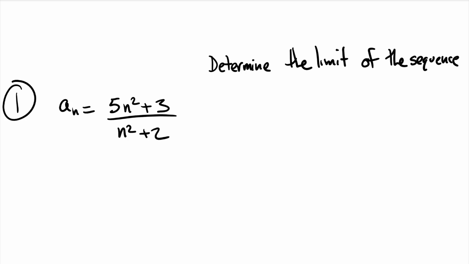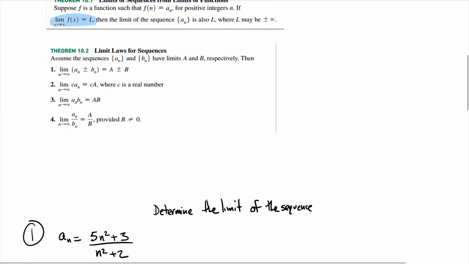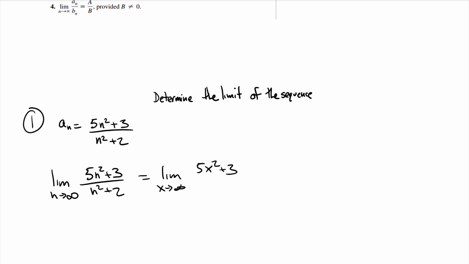But what this is saying back up here is, just do it for f of x. Well, we could write it this way. The limit as n tends towards infinity of 5n squared plus 3 over n squared plus 2. Well, we could say this is the same thing as the limit as x tends towards infinity of 5x squared plus 3 all over x squared plus 2. Just change the letters.